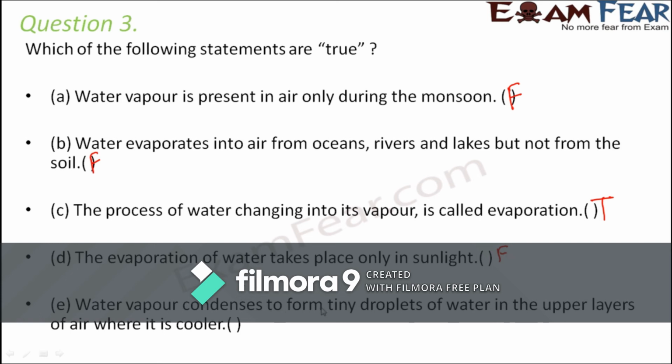Water vapor condenses to form tiny droplets of water in the upper layers of air where it is cooler. Yes, that is true. In fact, this is how cloud formation takes place. As the air keeps moving up, it becomes cooler. At a certain height, it becomes so cool that condensation takes place. So the water vapor condenses to form tiny droplets of water, and these tiny droplets keep floating in the air, forming clouds.